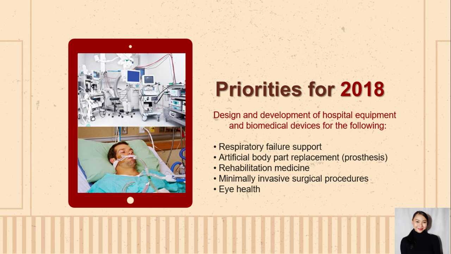So first one is respiratory failure support. This is a kind of emergency support or treatment that can help quickly improve your breathing and provide oxygen to your body to help prevent organ damage. That's why they focus on that. So second one is the artificial body part replacement or the prosthesis.